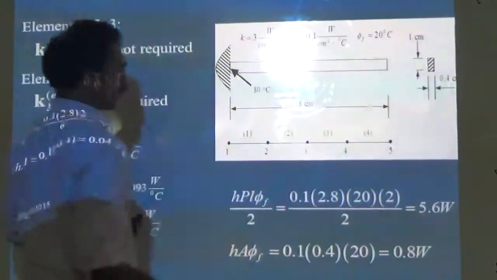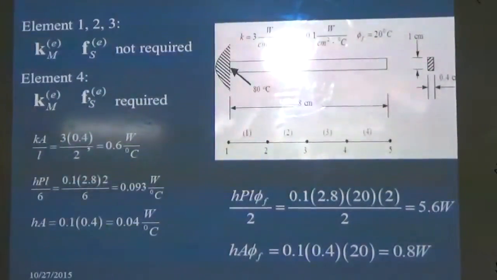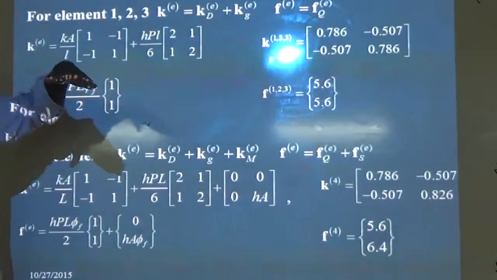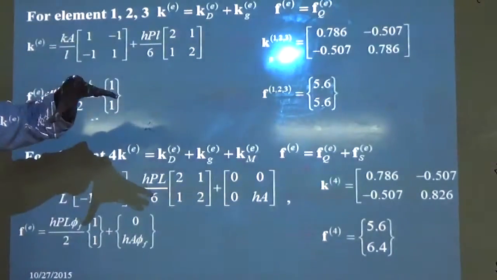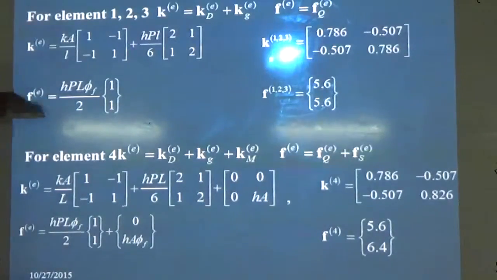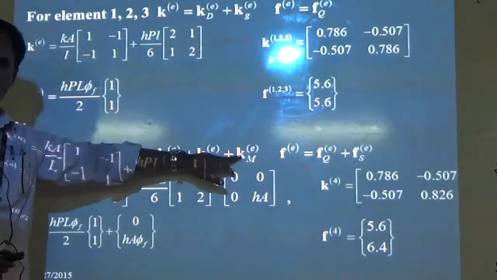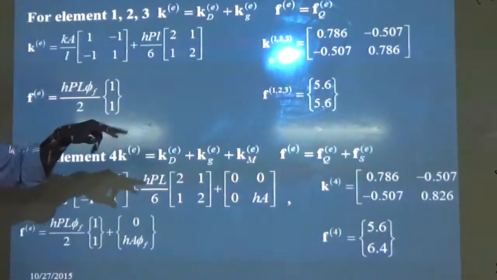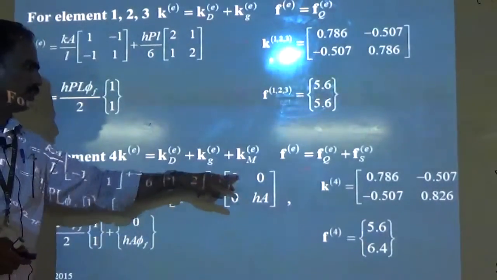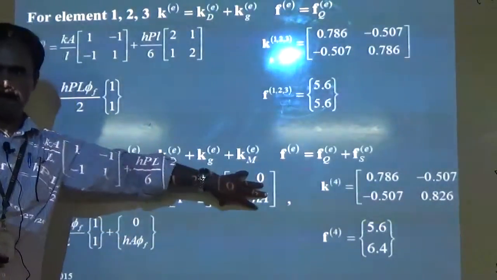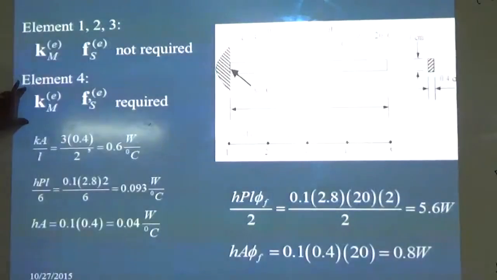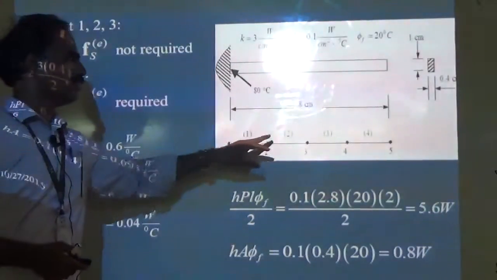So K1, K2, K3 are the same, because we have the perimeter convection term only. For element number 4, along with this, we have the end convection term. What is end convection? It is HA times the matrix 0, 0, 0, 1. You want to add this one. So we got K1, K2, K3, and similarly K4. Once you come to the load vector side, we consider first only elements number 1, 2, 3.